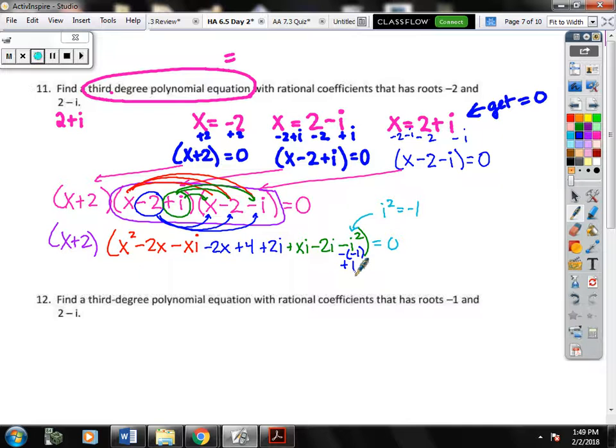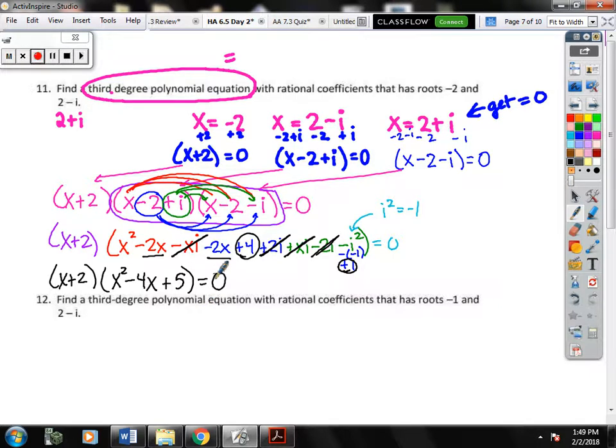So now let's go ahead and cancel out whatever we can, because there should be some stuff that cancels out. We have a minus xi and a plus xi. We have a plus 2i and a minus 2i. And everything else should stay there. But we have to combine our like terms. So I have minus 2x, minus 2x, which is a minus 4x. I also have plus 4 plus 1, which will get me plus 5.